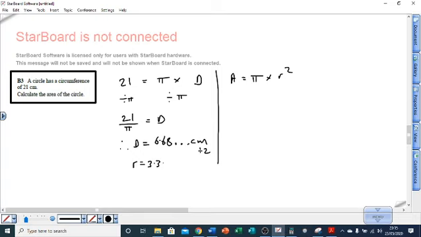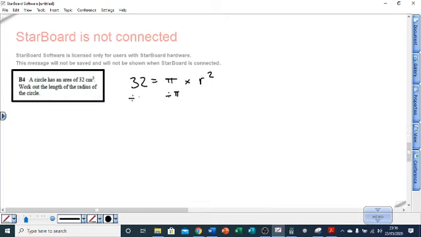Okay, next question, B4. The circle has an area of that. Work out the length of the radius of the circle. Well, we know the area is equal to pi times radius squared. Now we've been given the area, so I can rub that out. We know the area is 32. And to undo this, the first thing I'm going to undo is divide by pi and divide by pi. So you end up with 32 divided by pi, which is equal to r squared.